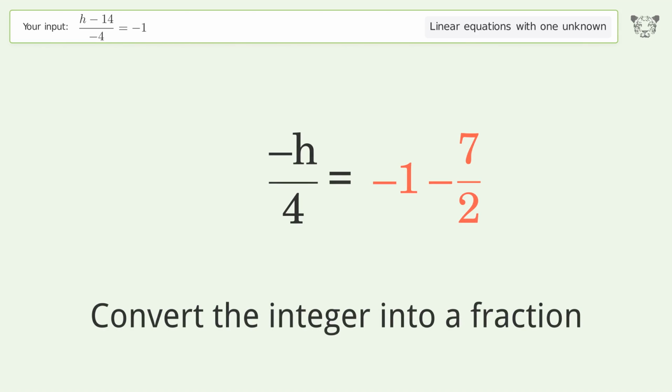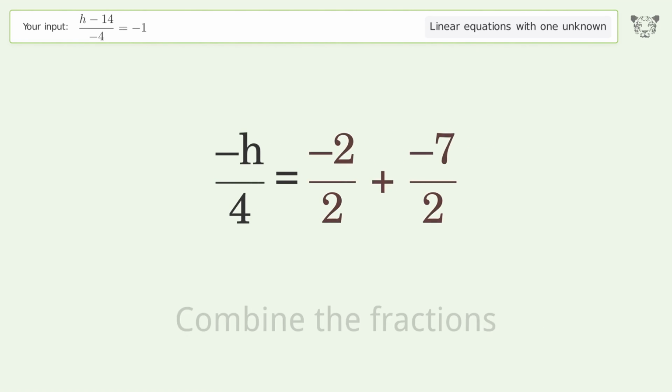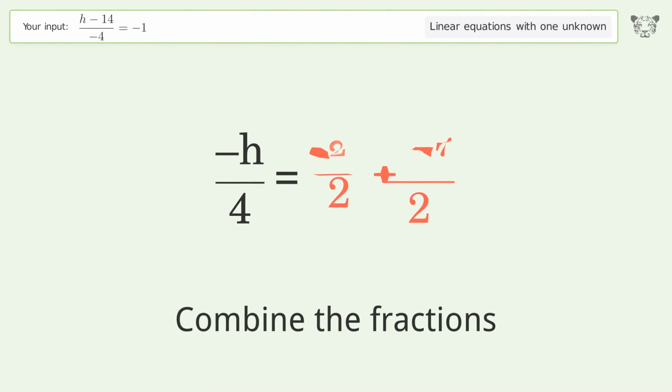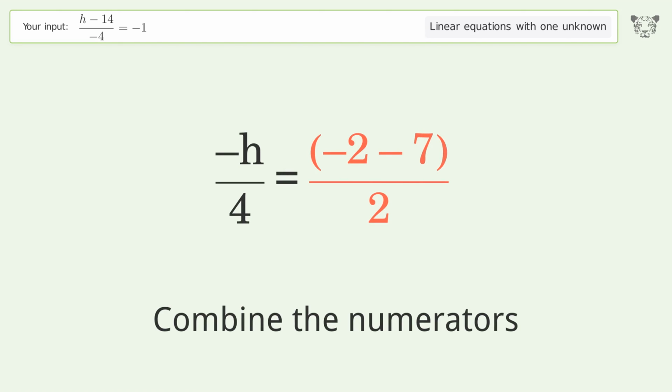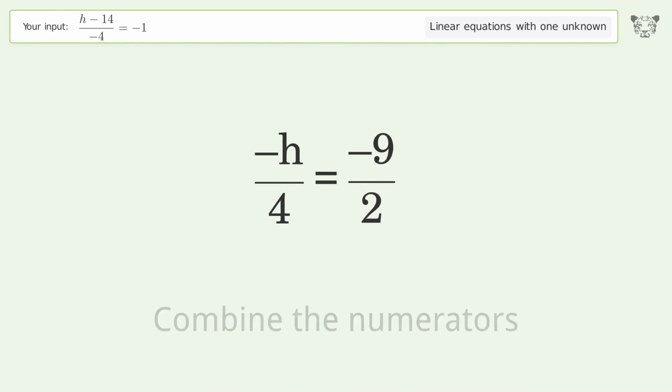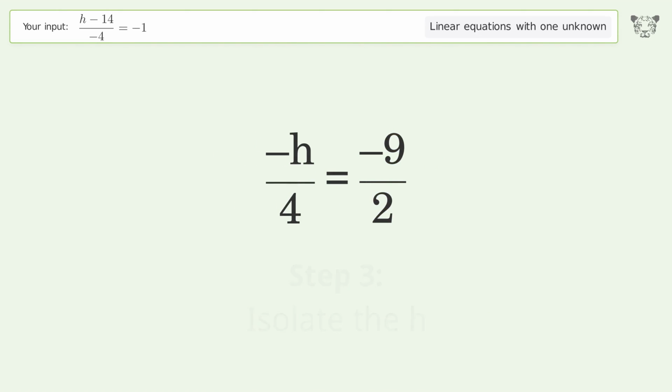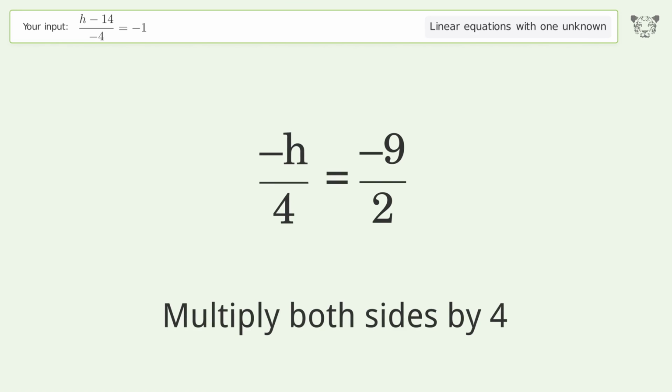Convert the integer into a fraction. Combine the fractions. Combine the numerators. Isolate the h. Multiply both sides by 4.